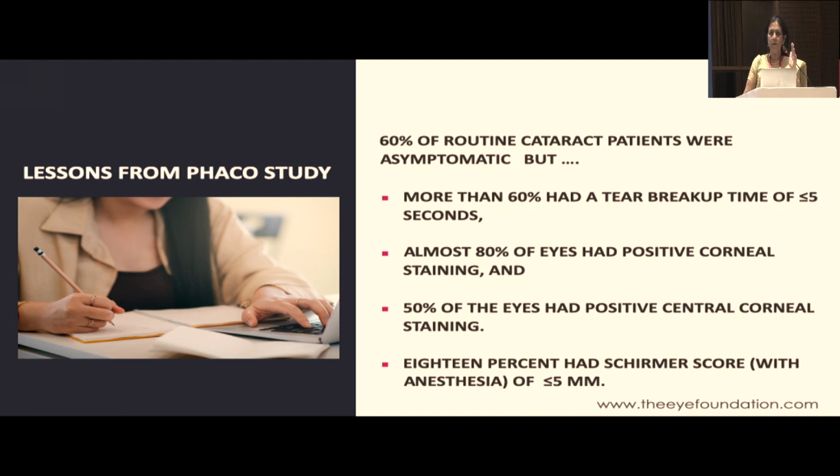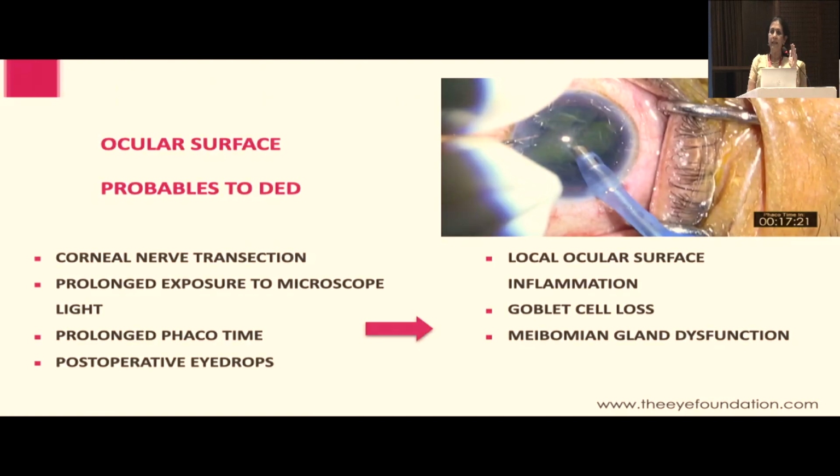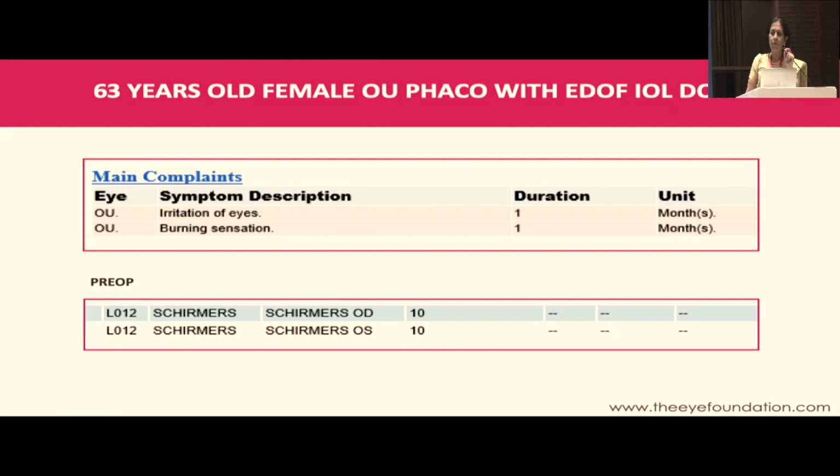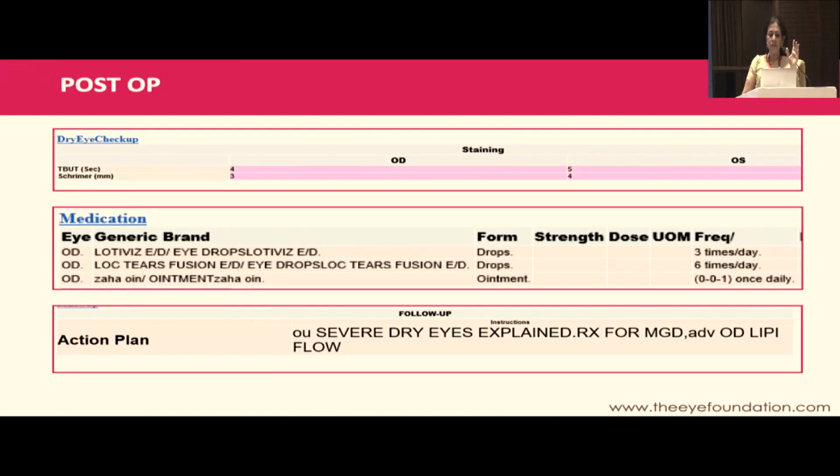In fact, there was a popular phaco study which said that 60% of those patients of ours who looked asymptomatic in fact had varying amounts of dry eye, and only if you do a tear breakup time or corneal staining do you realize that they have dry eye status. And in phaco it happens because of nerve transection, prolonged exposure to microscope light, post-operative medications and more. If this patient had a Schirmer's of 10 before the surgery, but after the surgery came in with severe dry eyes, you need to repeat the Schirmer's, and just don't look at the pre-op value, because there was an inflammation which needed to be treated.